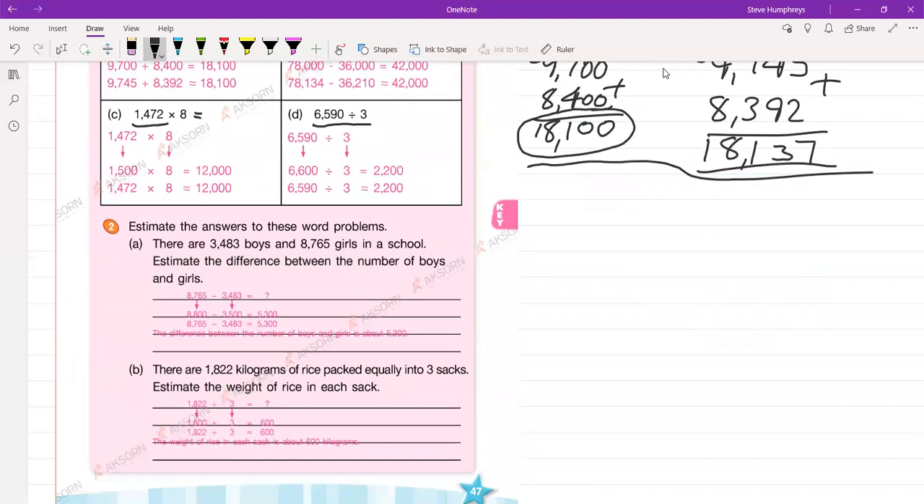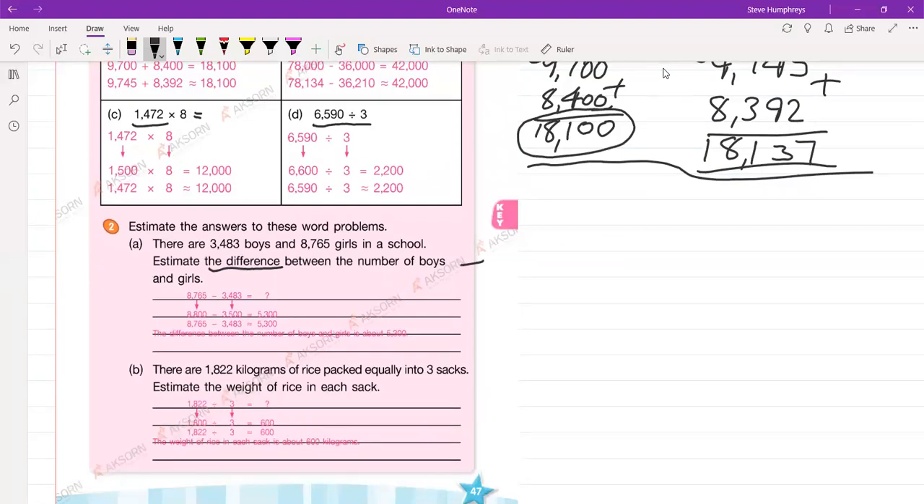Number 2. Estimate the answers to these word problems. There are 3,483 boys and 8,765 girls in a school. Estimate the difference between the number of boys and girls. Remember your key words. When it says the difference, we subtract, minus.